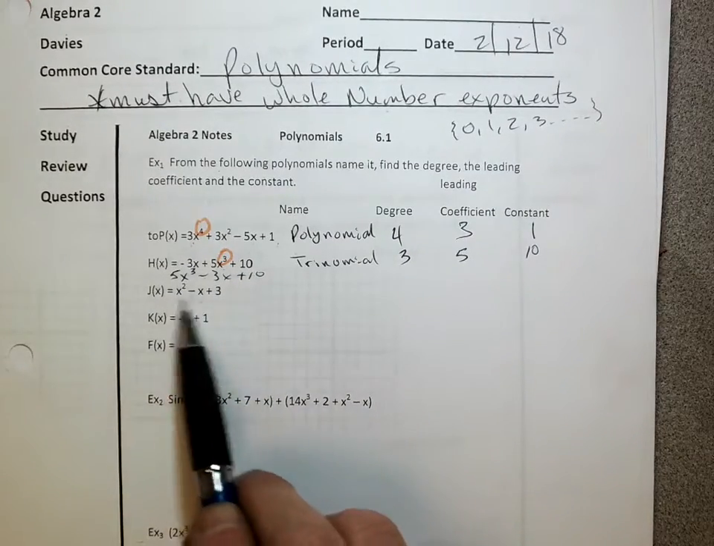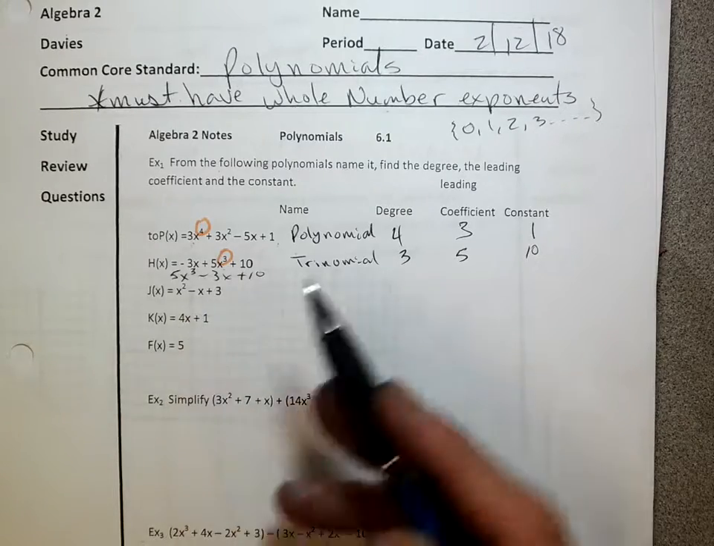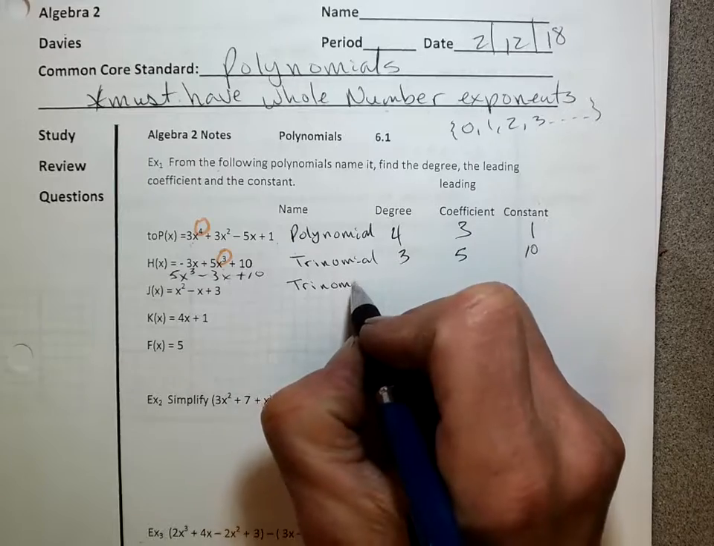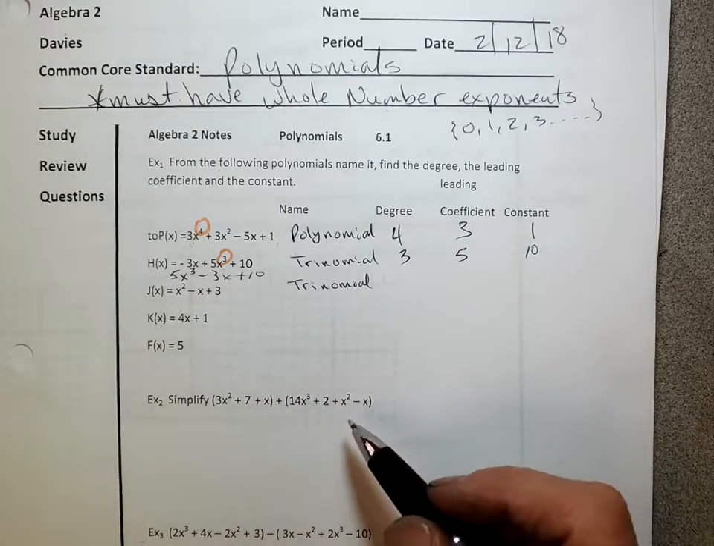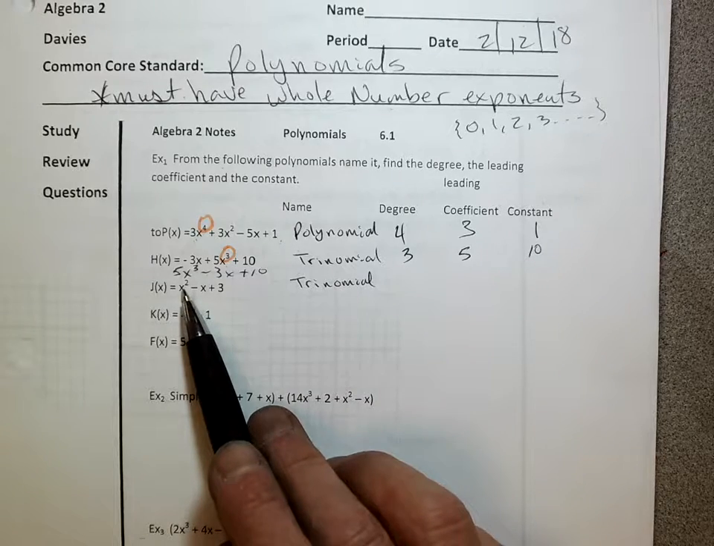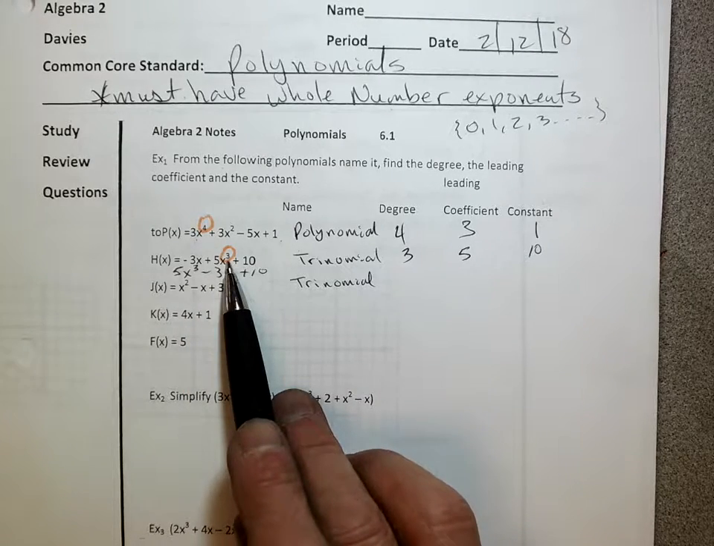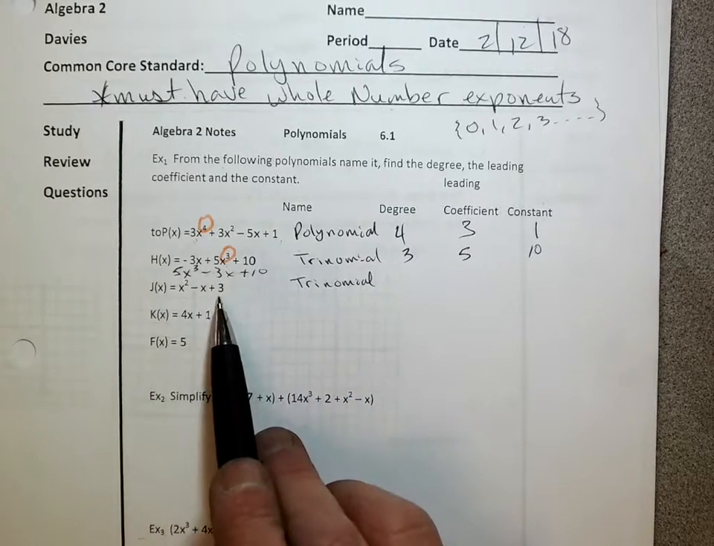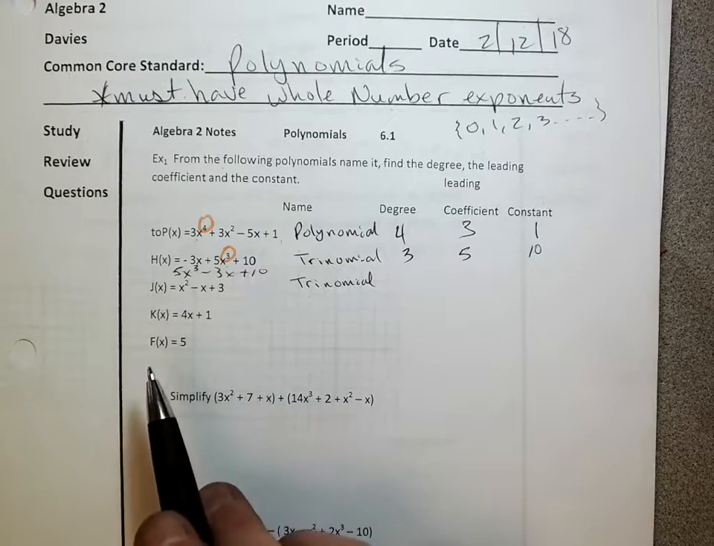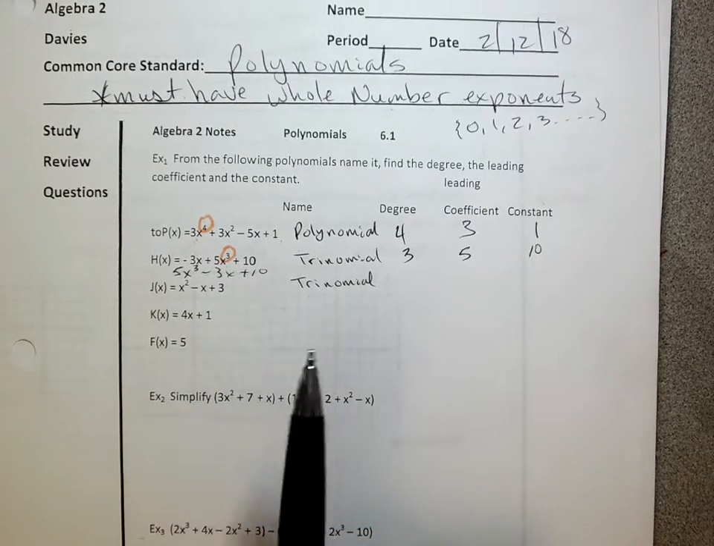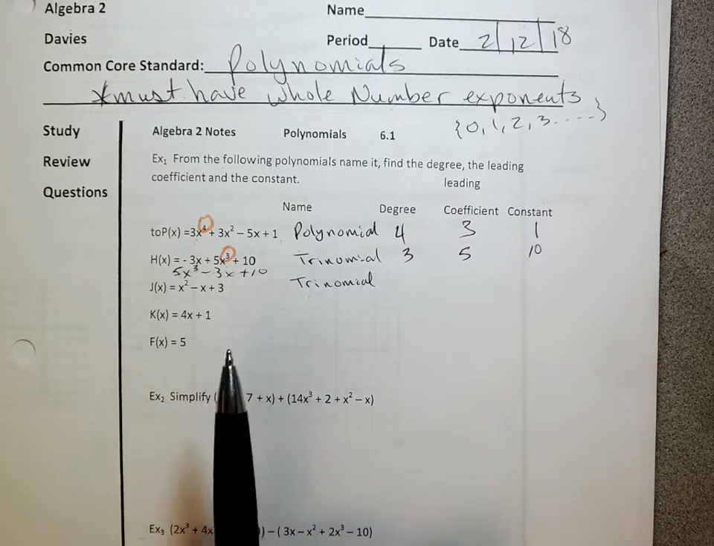J of x is a trinomial, right? It is in standard form. Wait, but Mr. Davies, it's x squared, not x cubed. This one was x cubed, though, right? So why would that be a trinomial? It's 3 terms. 1, 2, 3. Great question. Doesn't matter what the degree is. If it's got 3 terms, it's like a tricycle. It's 3 wheels, like 3 terms. Okay.